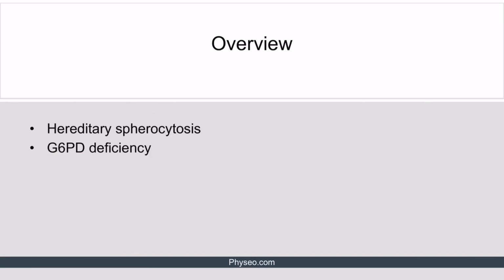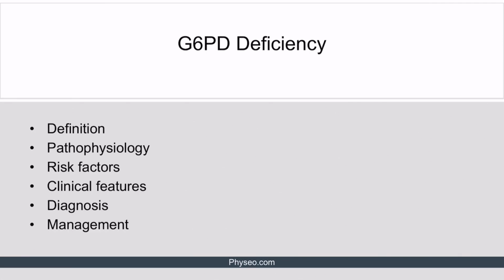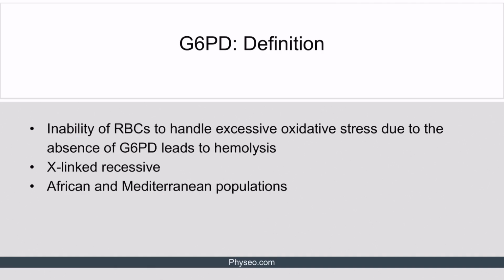Now, moving on to our next topic, glucose-6-phosphate dehydrogenase deficiency, or G6PD deficiency. We'll cover G6PD by going through its definition, pathophysiology, risk factors, clinical presentation, diagnosis, and management. In glucose-6-phosphate dehydrogenase deficiency, there is an inability of red blood cells to handle excessive oxidative stress due to the absence of the key enzyme G6PD, which is involved in the generation of fresh NADPH. This inability to handle oxidative stress subsequently leads to hemolysis.